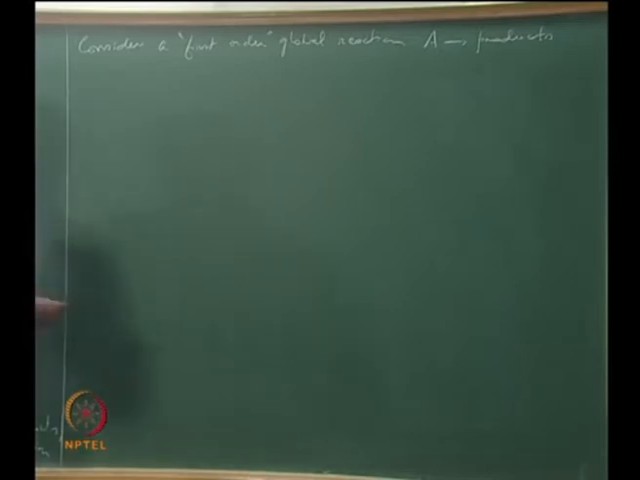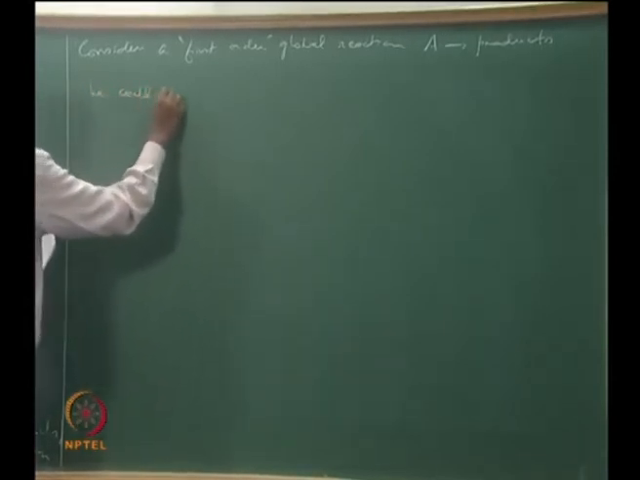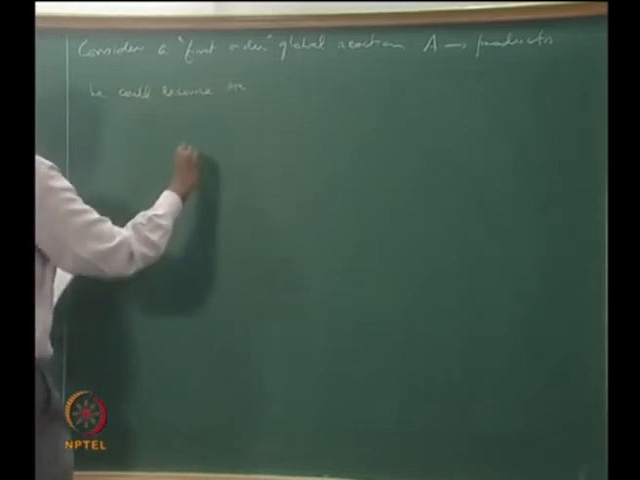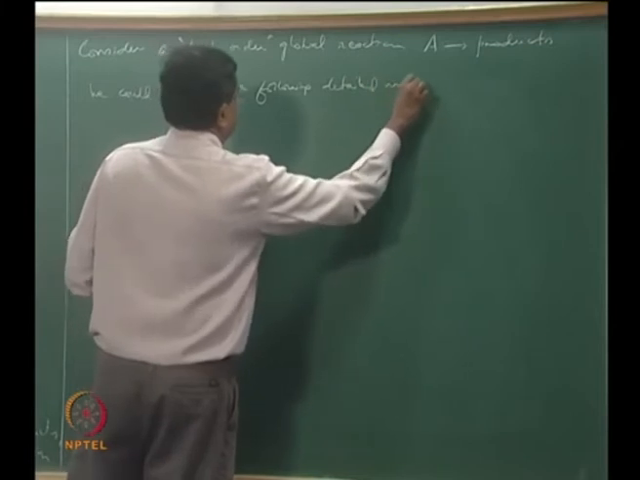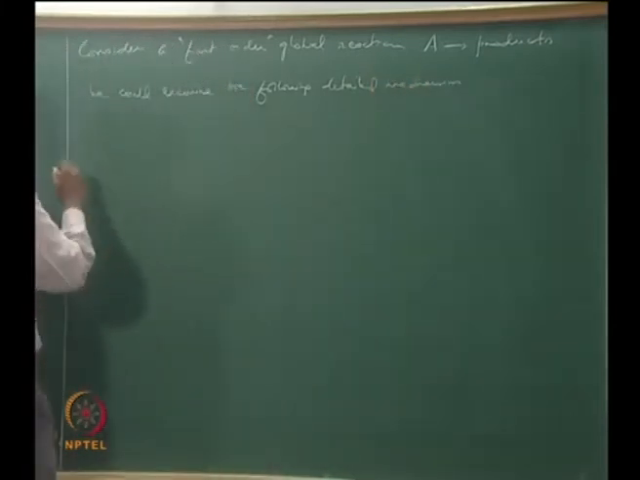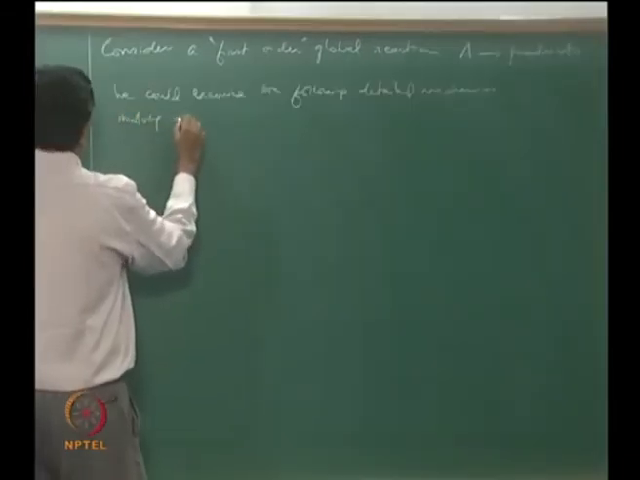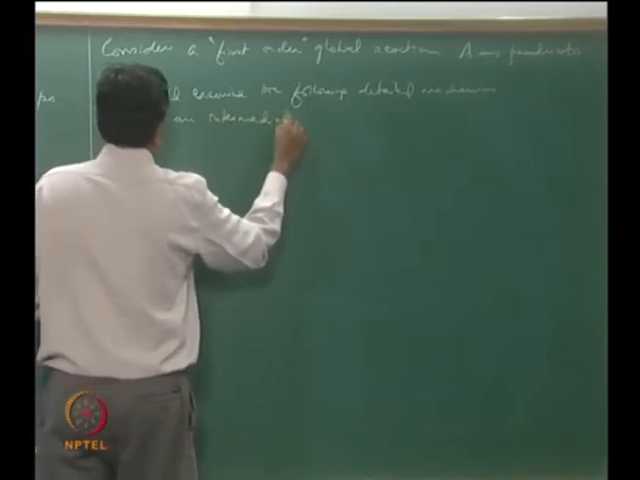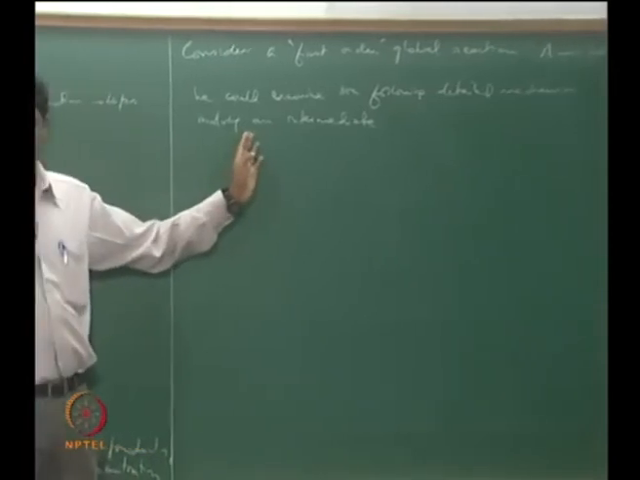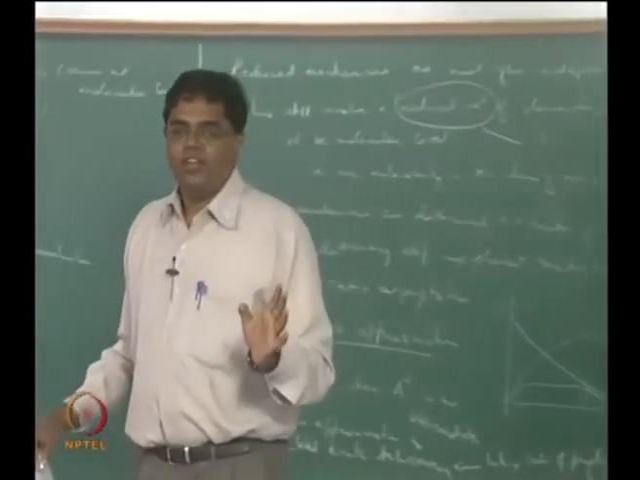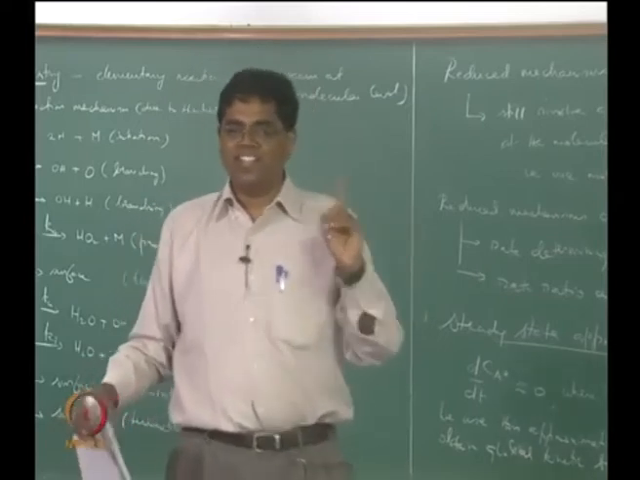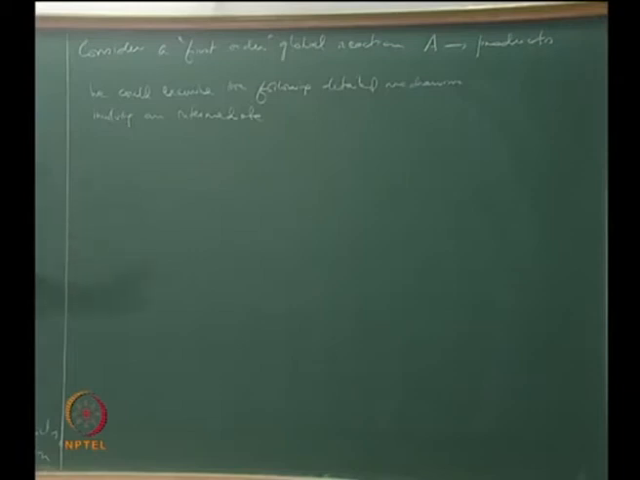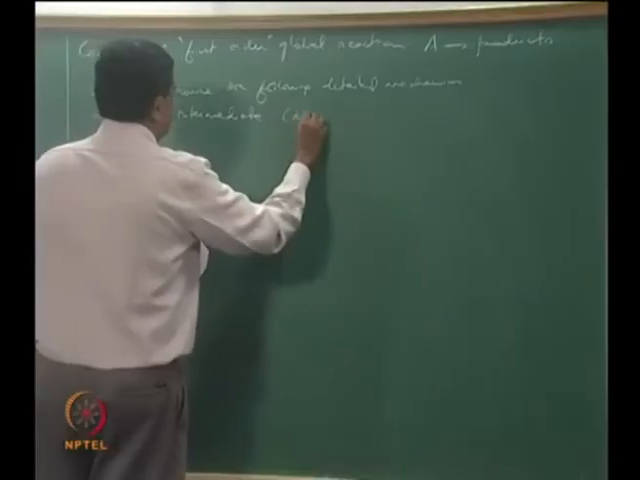Now we could examine the following detailed mechanism involving an intermediate. That means whenever you want to propose a theory, the quickest way to publish is to make your number of variables as few as possible. So just keep it one. You are looking at the role of intermediates, so just keep an intermediate with you, don't get into the soup bowl of intermediates. So this is due to Lindemann.